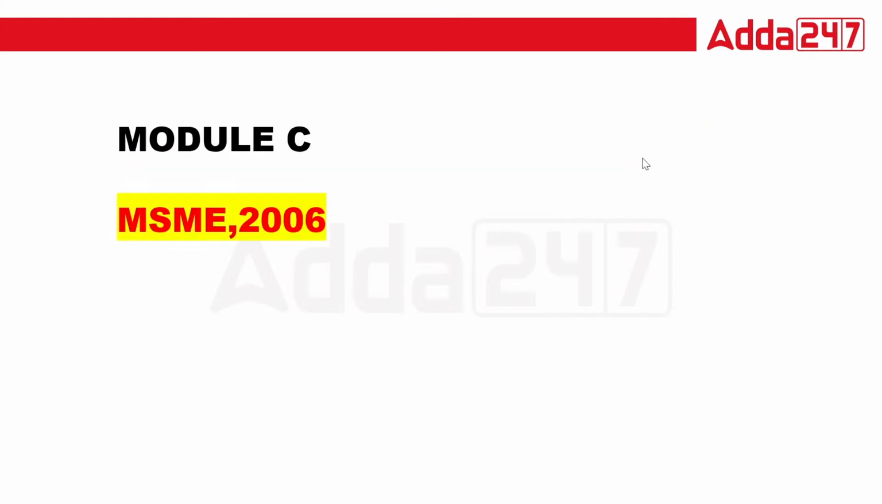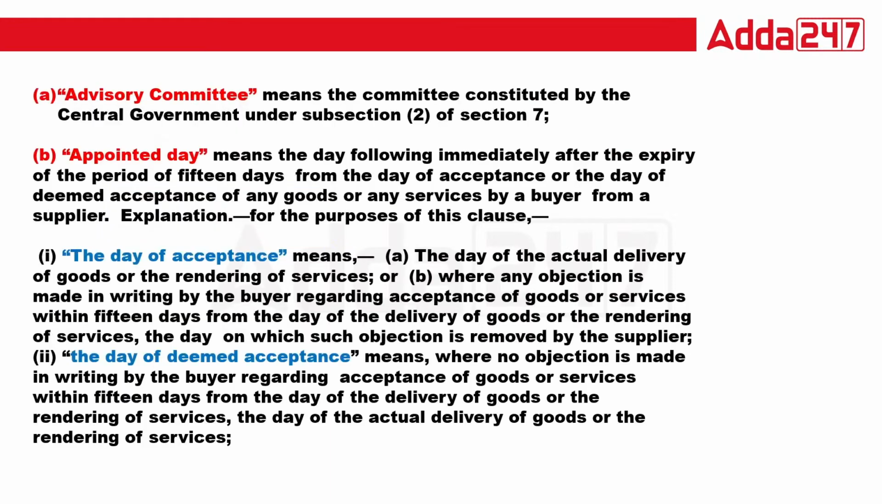Now class, it is the MSME Act. First of all, the advisory committee, and the appointed day. The advisory committee is made by the central government. What is the appointed day? It means the day following immediately after the expiry of a period of 15 days from the day of acceptance. No need to learn this appointed day word for word.